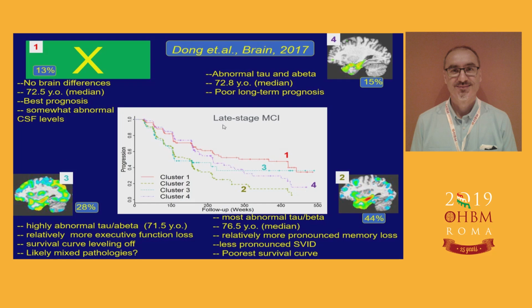It wasn't a typical AD-like pattern of atrophy. Now, in ADNI, we looked at longitudinal data, and we took the late-stage MCI individuals and formed survival curves. We looked at whether or not they progressed from MCI to AD, whether they became demented, and over a long period, some of them reached out to 8 or 9 years.